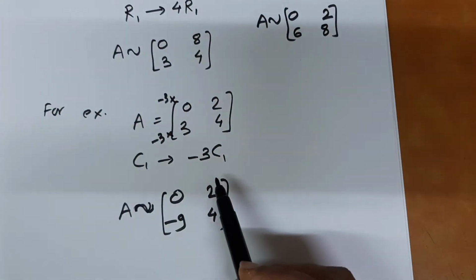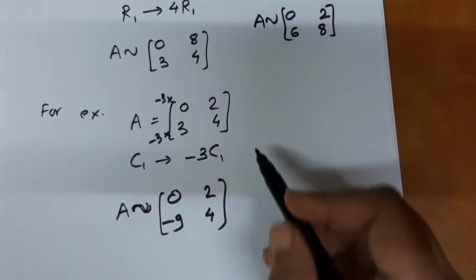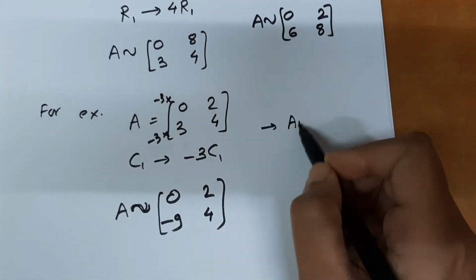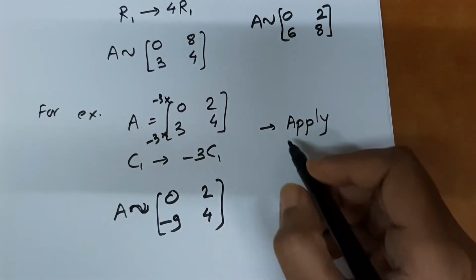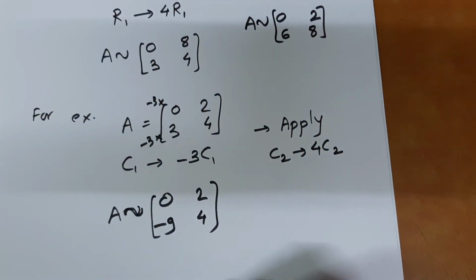Similarly, C1 changed to minus 3C1 means we have changed only the column number first. Suppose I will take the other example for the same. Apply C2 changed to 4C2. How we can solve this?